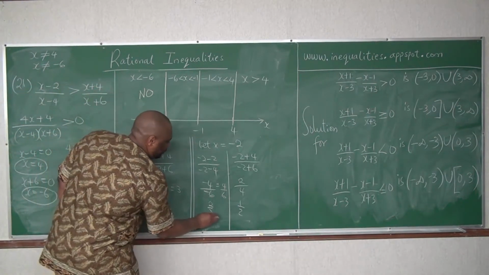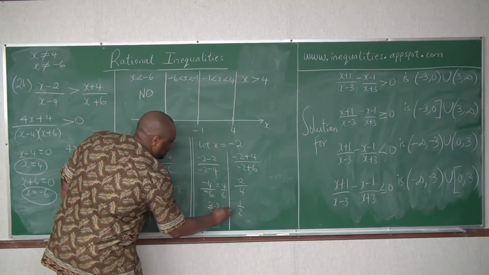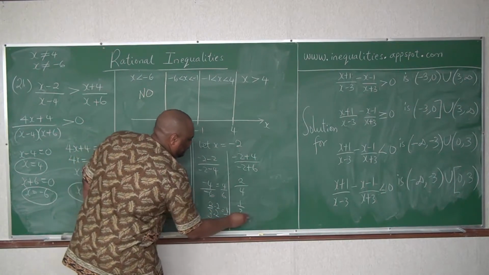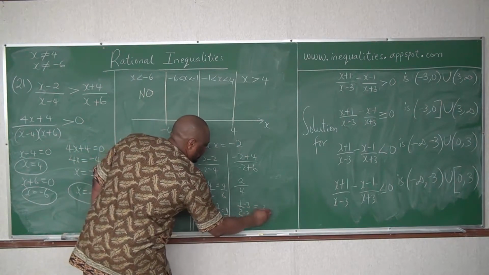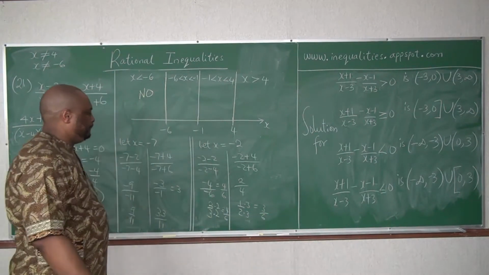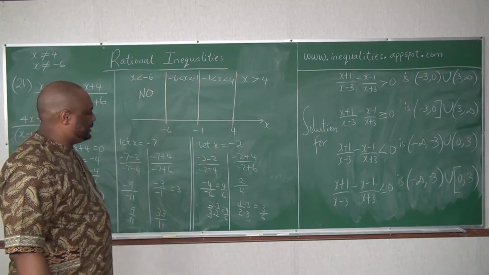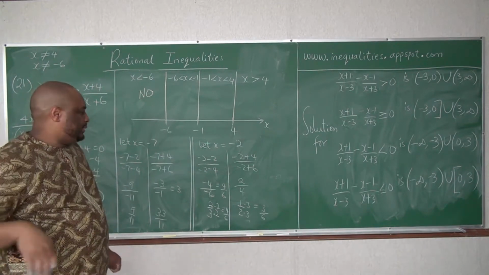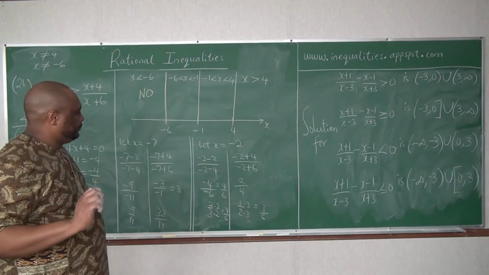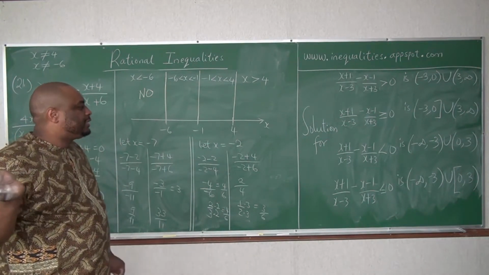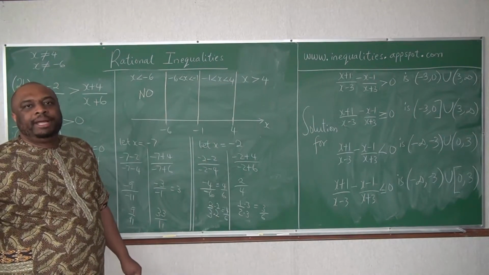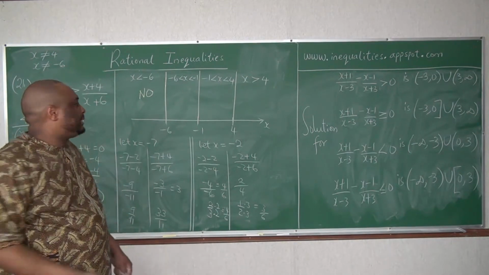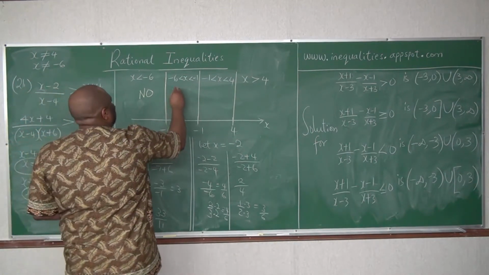So I put times 2 times 2, so this is 4 over 6. I put times 3 times 3, this is 3 over 6. So 4 over 6 and 3 over 6. The 6s are the same, so 4 and 3. 4 is greater than 3. So 2 over 3 is greater than 1 over 2, because 4 over 6 is greater than 3 over 6. So this is yes.